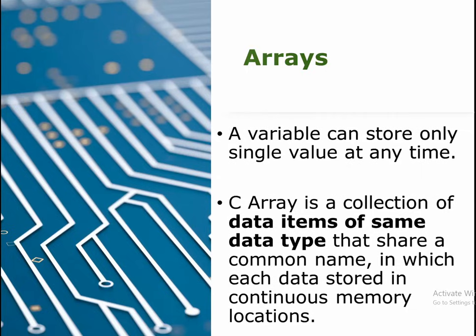So an array is simply a collection of similar data items stored under one common name. All the elements in an array must have the same data type. For example, an integer array stores only integers, a float array stores only floating point values, and a character array stores only characters. One more important point is that array elements are stored in continuous memory locations. This helps the computer access data quickly.